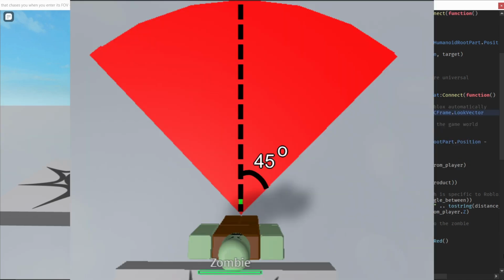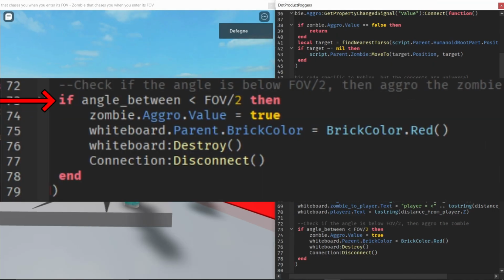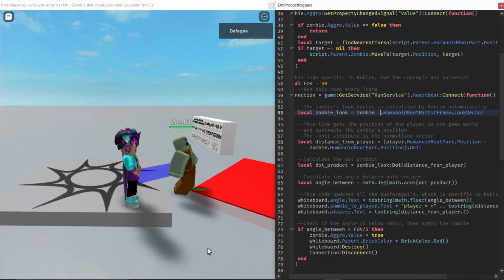Since the zombie has a field of view of 90 degrees, the angle created by either the left or right bound of the zombie's vision will be half that. Thus, we need to check if the angle between our two vectors ever goes below half the FOV to activate aggro on the zombie. Now, let's see this in action.